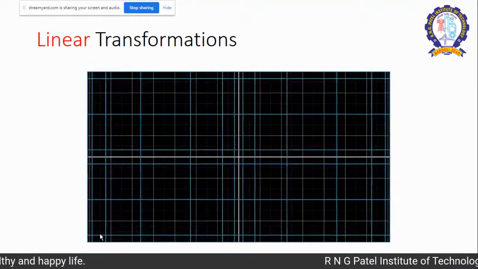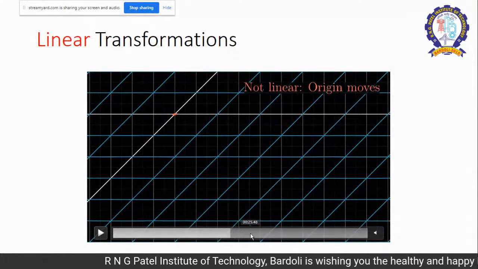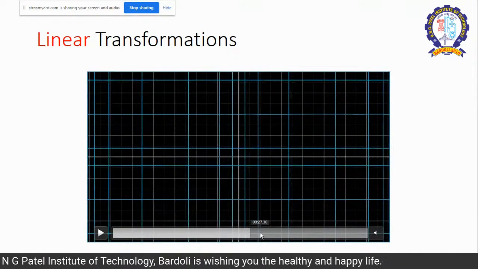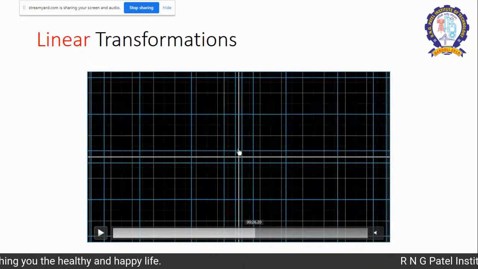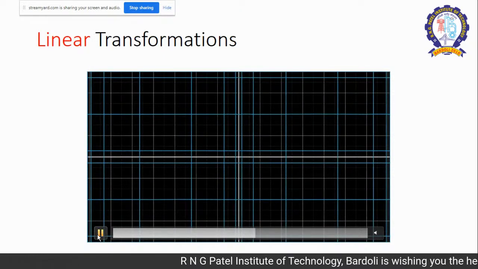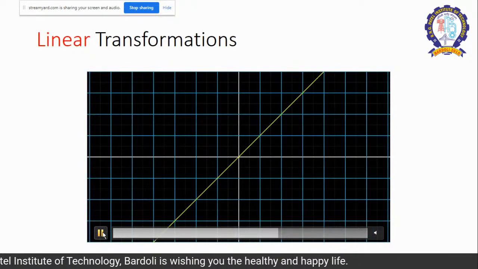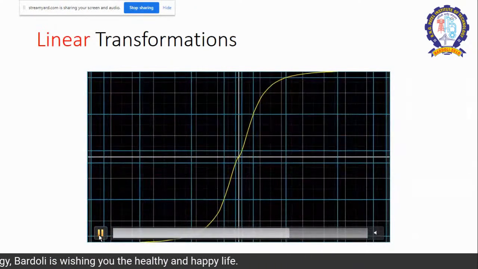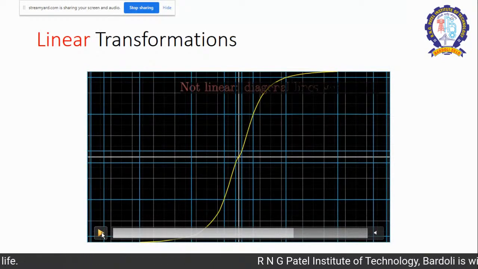Can it be considered as a linear transformation? Because the origin is not changed, and the line becomes a line. So what happens? This is not a linear transformation, because whenever we trace a line, the resultant is not a line, it is a curve. So that's why it is not a linear transformation.